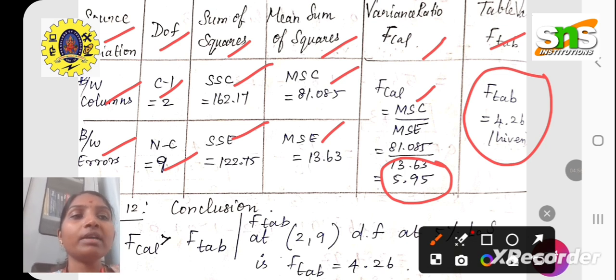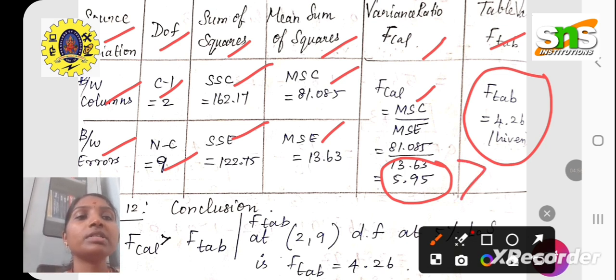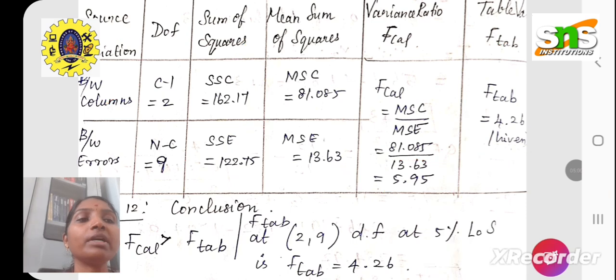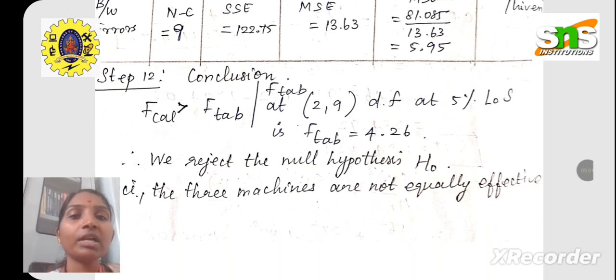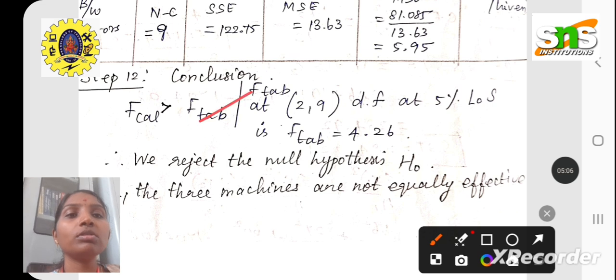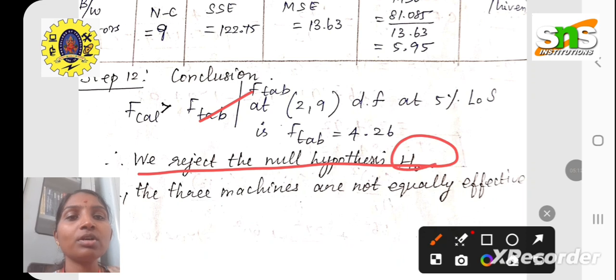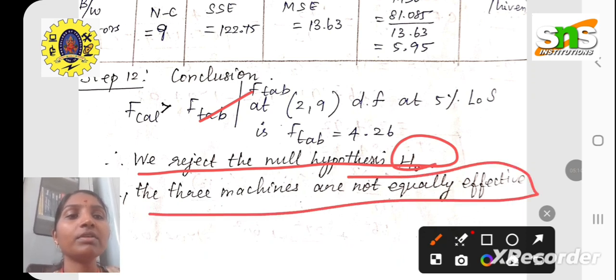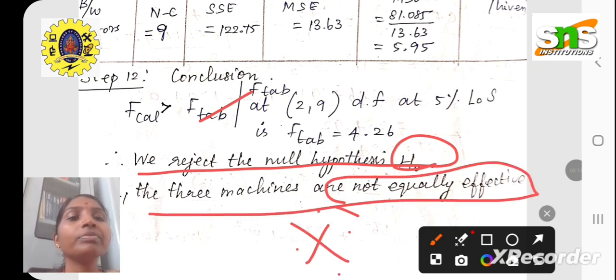So on comparing, we can note that F calculated is greater than the tabulated value. Therefore, what we conclude is that if our calculated value is greater than the tabulated value, there is some sort of discrepancy in the given data, and therefore we reject the null hypothesis H0, and therefore the three machines are not equally effective. This is our important conclusion.